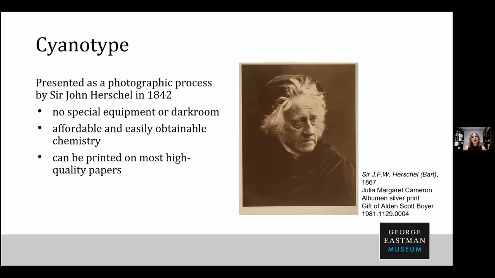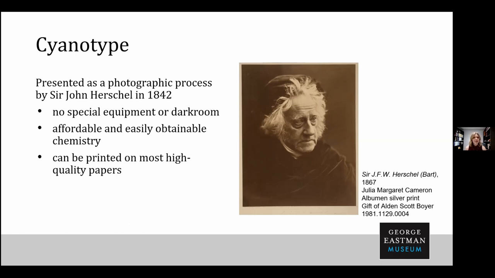And what was so wonderful about the cyanotype is that it was different from other photographic processes that were being investigated at the time. It wasn't silver-based. Silver gelatin, salted paper prints, all are silver-based light-sensitive salts. This one is iron-based, and it doesn't require a special darkroom or any specialized equipment. The chemistry is affordable and easily obtained because it's iron-based, iron being the second most abundant metal on the planet.